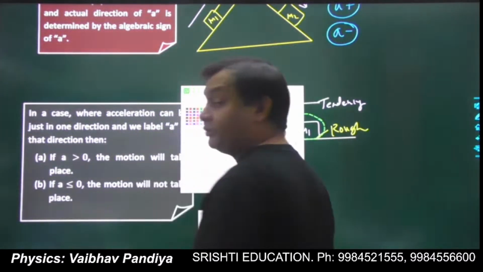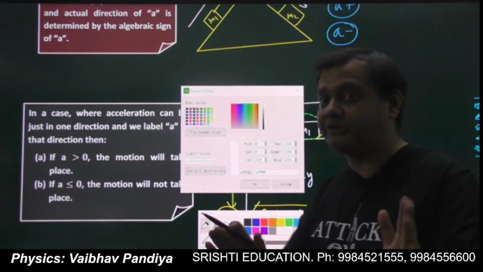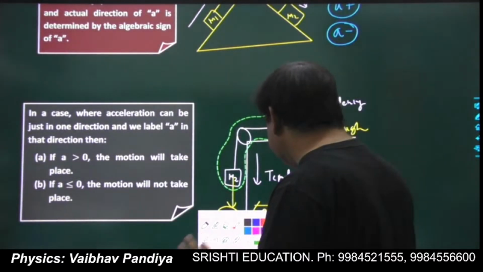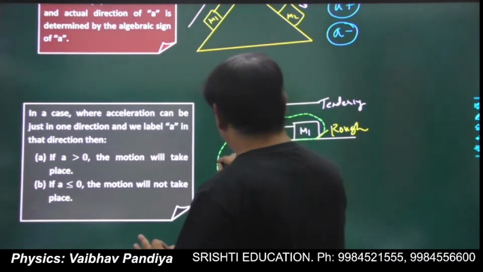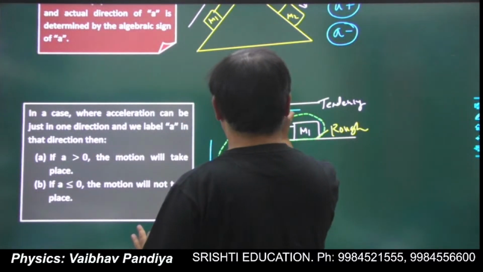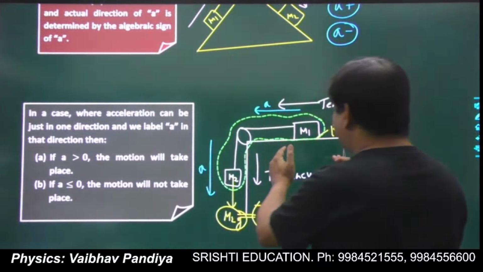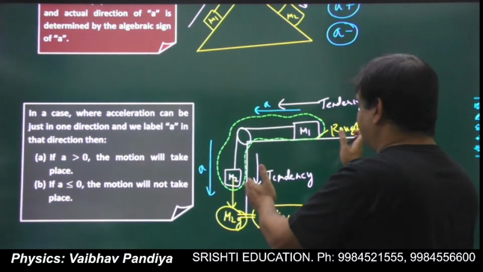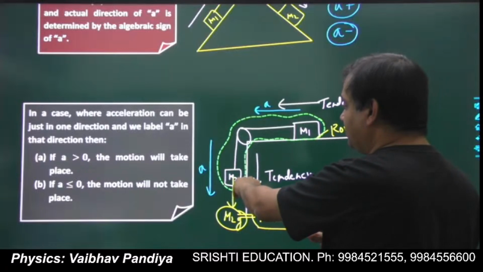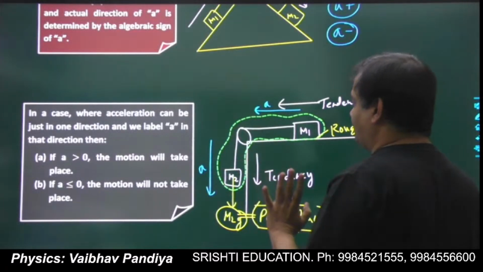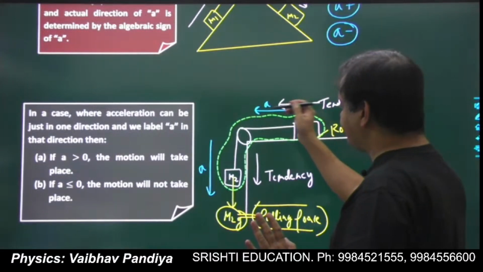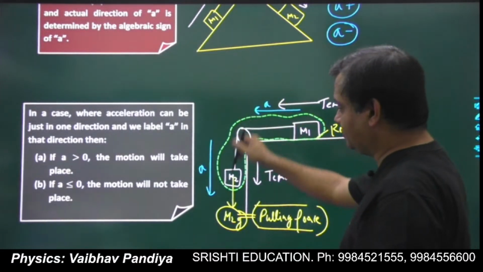So we don't know whether motion will happen or not, correct? But if motion will happen in this case, the only possible direction of acceleration for M2 will be downward, and for M1 it will be leftward. M1 cannot have an acceleration rightward because gravity is acting down. So the only possible direction for M2 is vertically downward. So we can label A for M1 towards left and A for M2 vertically downward.